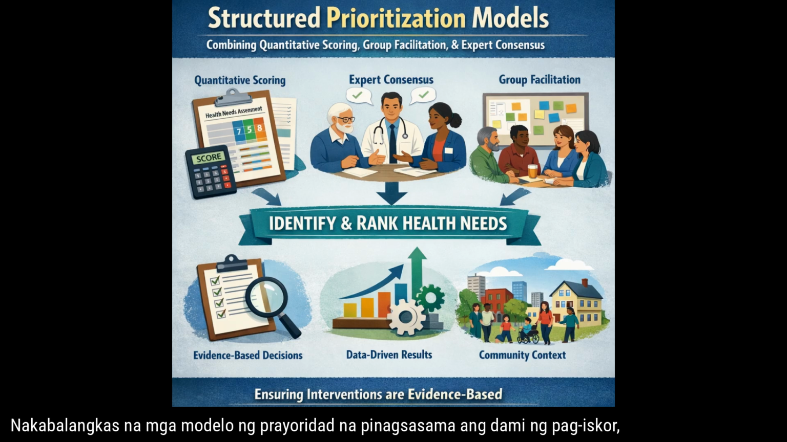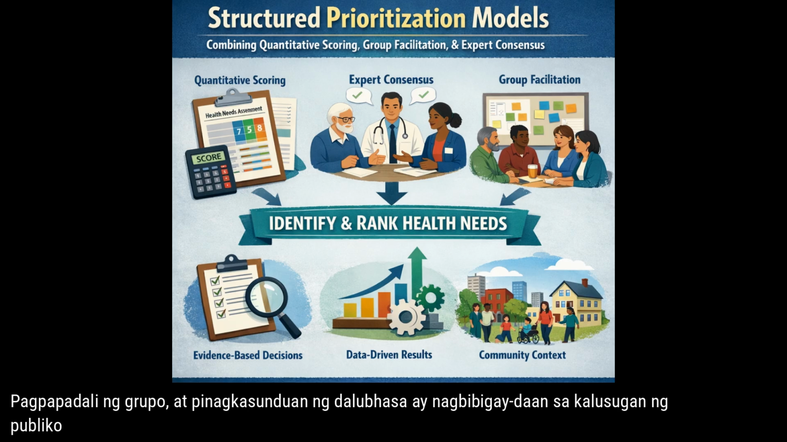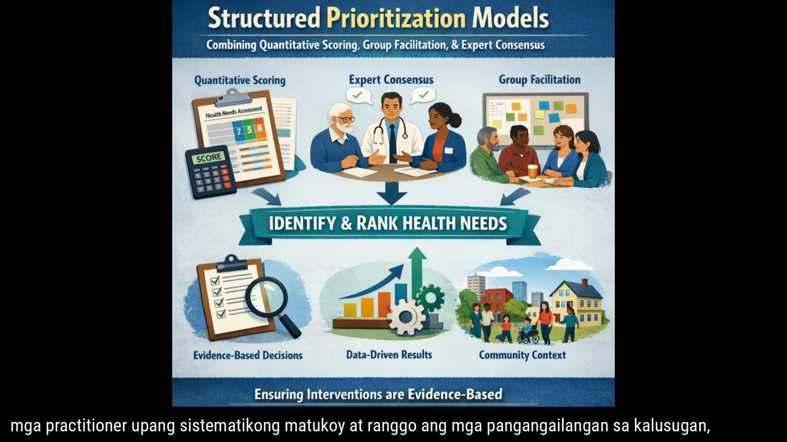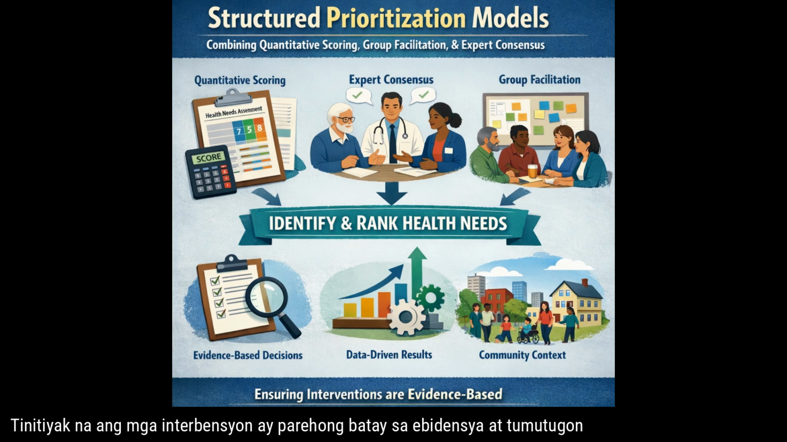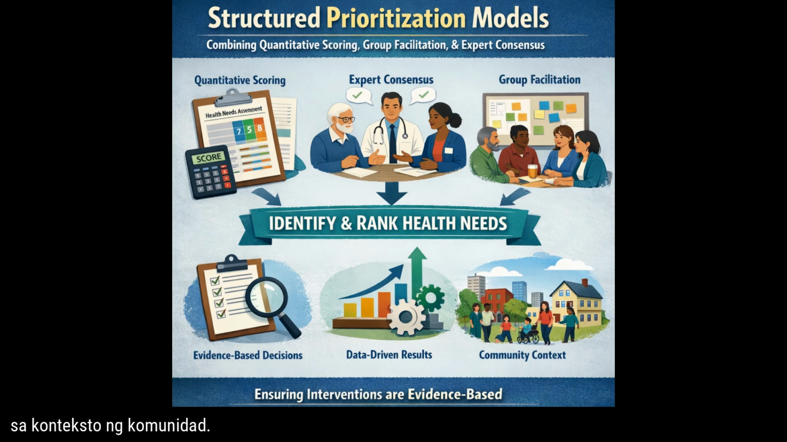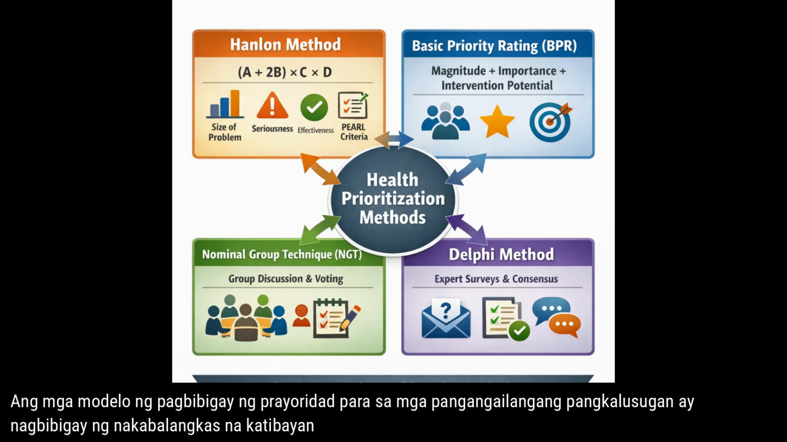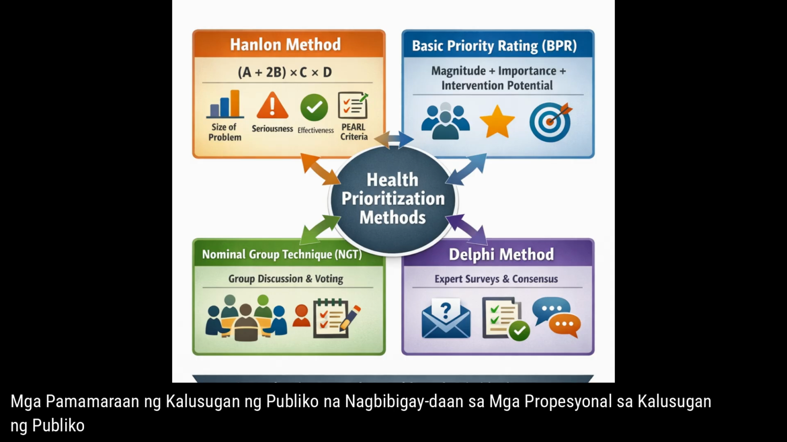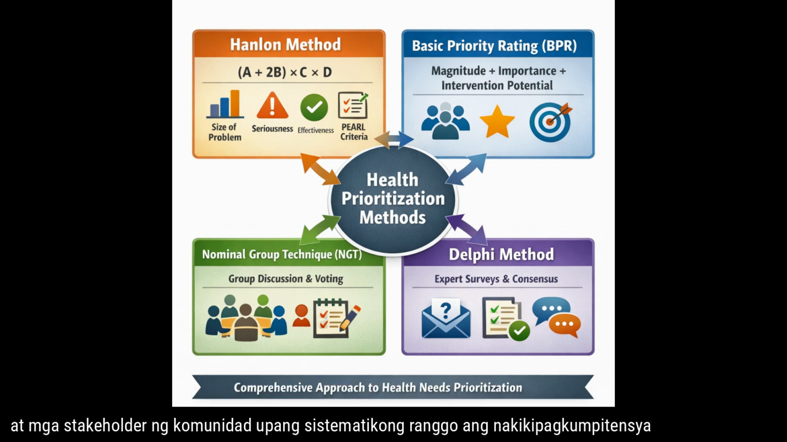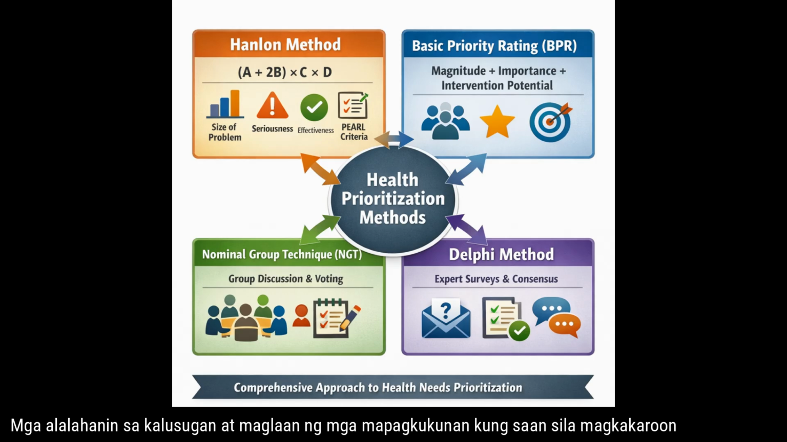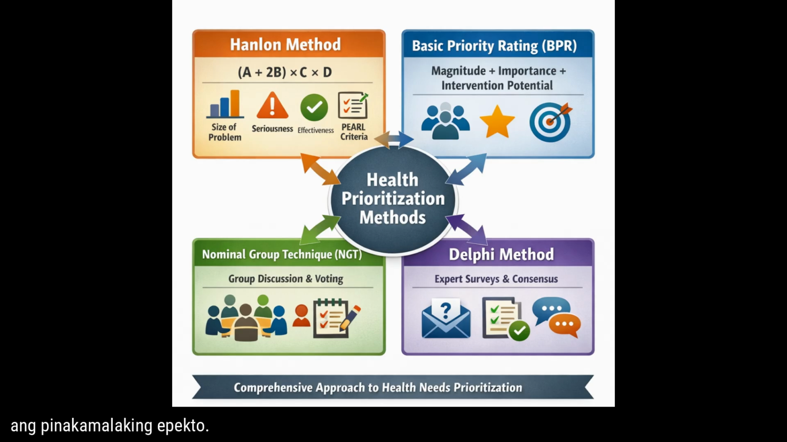Structured prioritization models combining quantitative scoring, group facilitation, and expert consensus enable public health practitioners to systematically identify and rank health needs, ensuring that interventions are both evidence-based and responsive to community context. Prioritization models for health needs provide structured, evidence-informed frameworks that enable public health practitioners and community stakeholders to systematically rank competing health concerns and allocate resources where they will have the greatest impact.